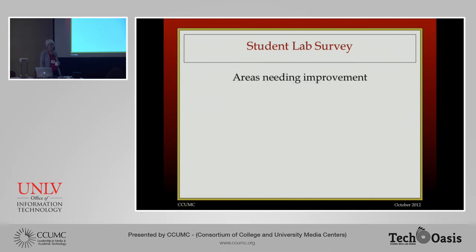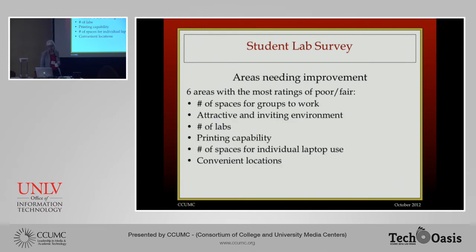We also tried to identify from the survey some areas needing improvement. We had a lot of open-ended comments, so some of them really unloaded on us, which was helpful, actually. We found 6 areas that had the most ratings of poor or fair. Number of spaces for groups to work, not a surprise again. Attractive and inviting environment. Well, you saw that previous lab. I think attractive environment is not what you would use when you described that space in its earlier incarnation. So we were aware of needing to make things look a little better.